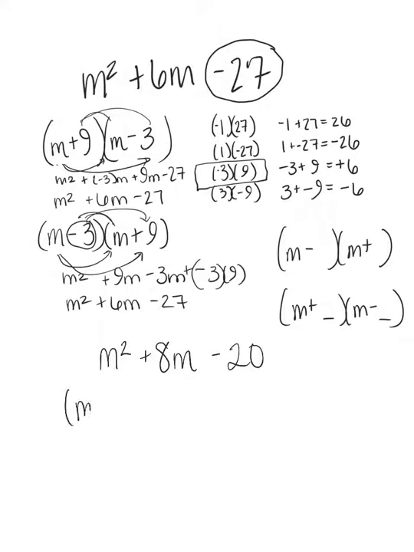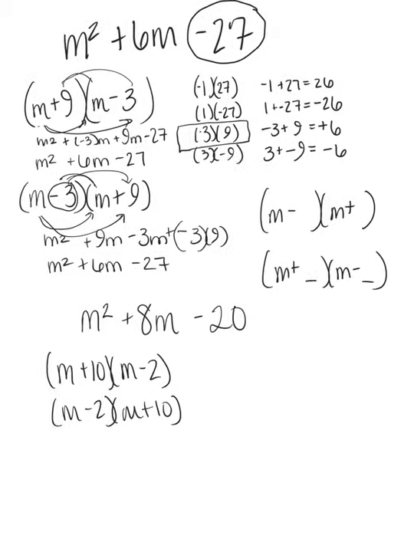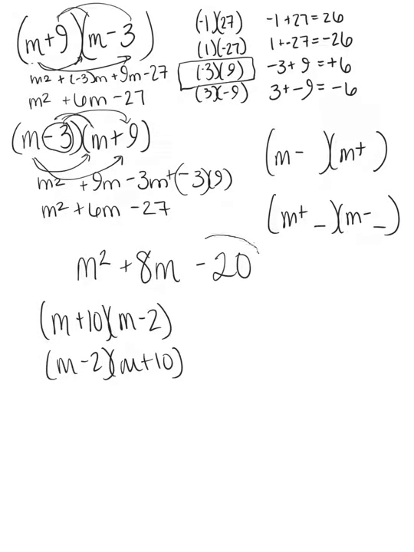Hopefully you got either m plus 10 times the quantity m minus 2, or you had it written m minus 2 times the quantity m plus 10. If you didn't get this, or you're not sure how I got that, let's watch the rest of this, otherwise you can skip forward. Remember that because this term is negative, I need to find negative and positive terms. Negative 1 times 20, and you want to do the opposite. Positive 1 times negative 20.